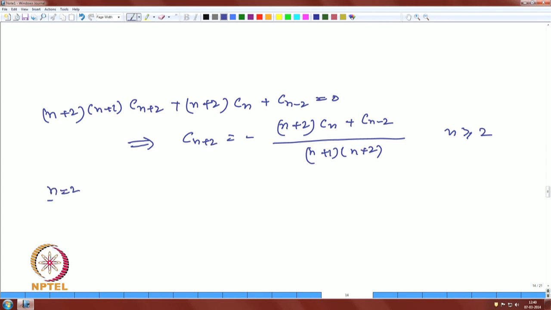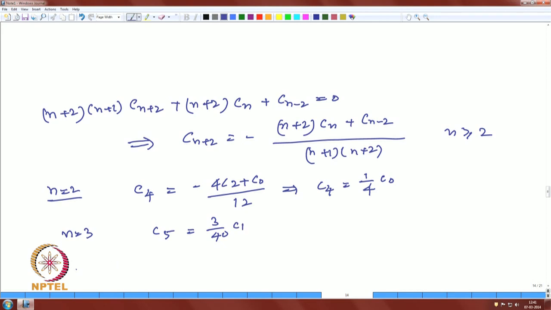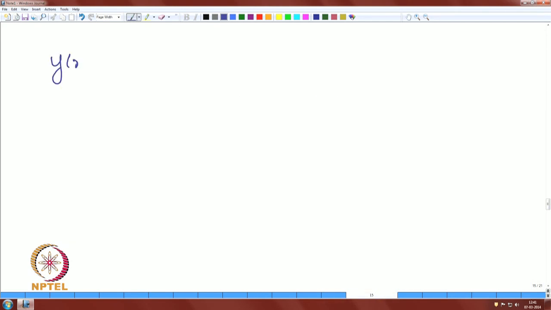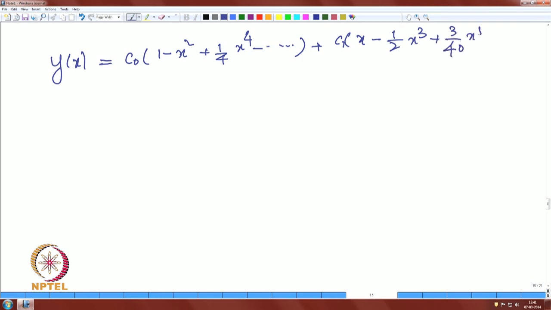So, therefore, for the case n is equal to 2, c 4 can be solved. C 4 is minus (4 c 2 plus c 0) by 12. So, this implies that c 4 is 1 by 4 c 0. And similarly, for the n is equal to 3 case, c 5 is solved to be 3 by 40 c 1. So, therefore, the solution can be written by using these coefficients. So, y of x is equal to c 0 into (1 minus x square plus 1 by 4 x to the power 4 minus etcetera) plus c 1 into (x minus half x cube plus 3 by 40 x to the power 5 plus etcetera).